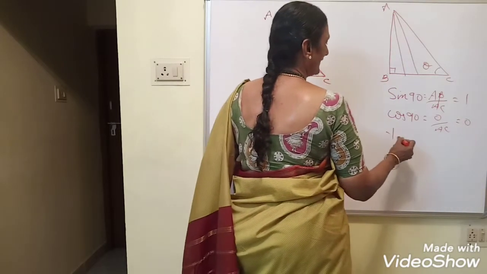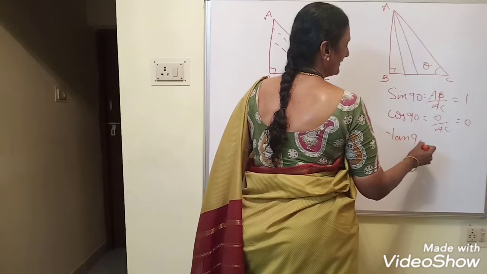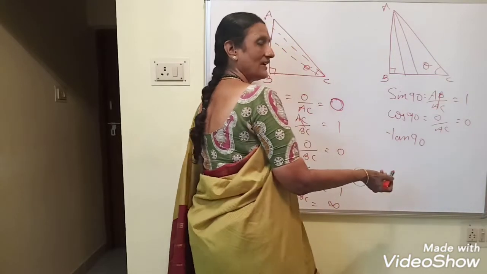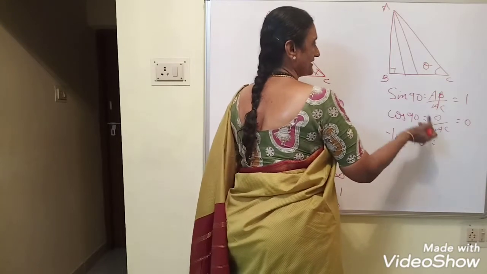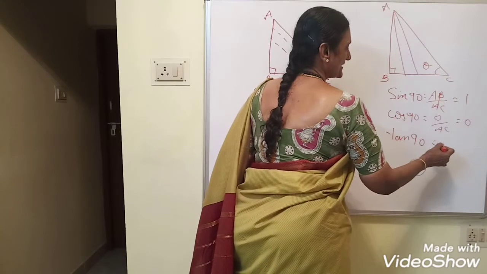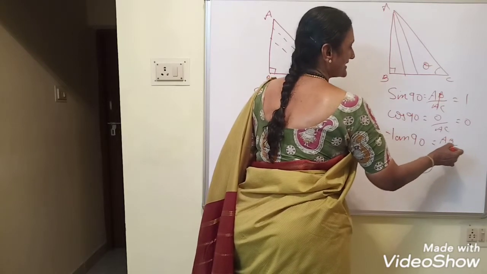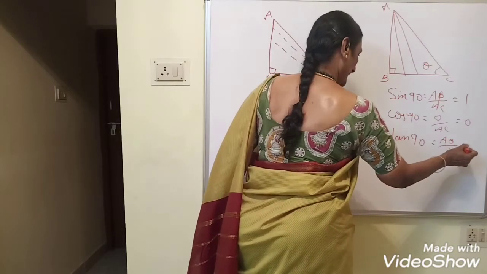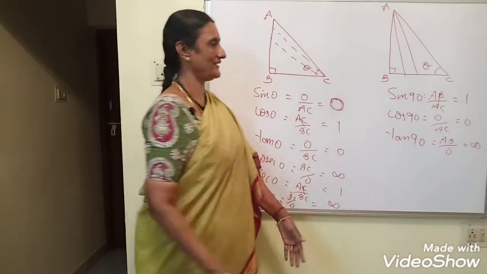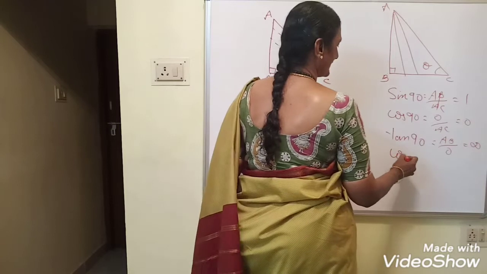Then what about tan 90? Tan 90 is 1 by 0, or sine by cos. Or if you go by the definition, it is opposite divided by the adjacent. Opposite is AB, adjacent is missing, the value becomes infinity. So tan 90 is infinity. So what about cosecant?